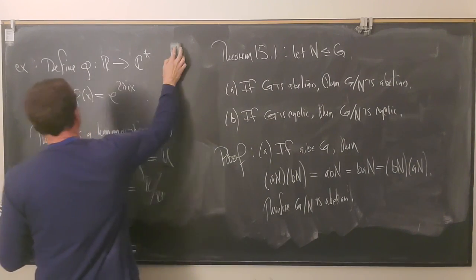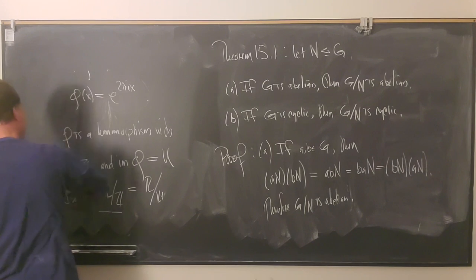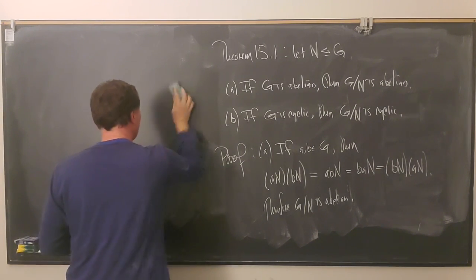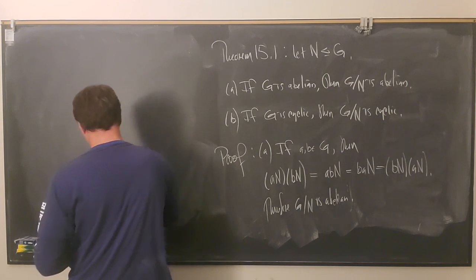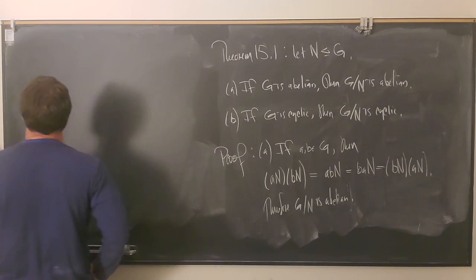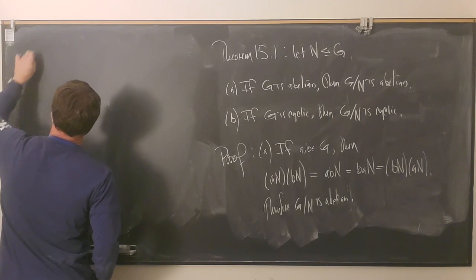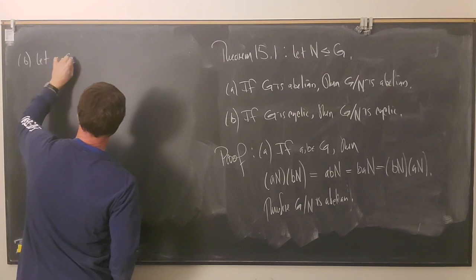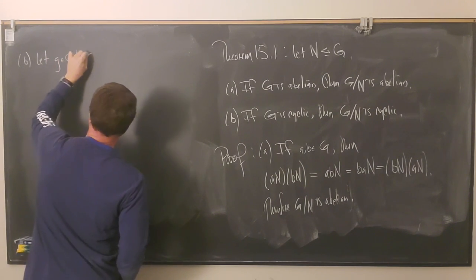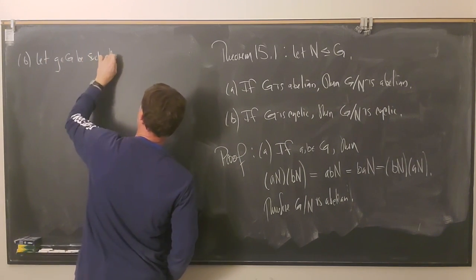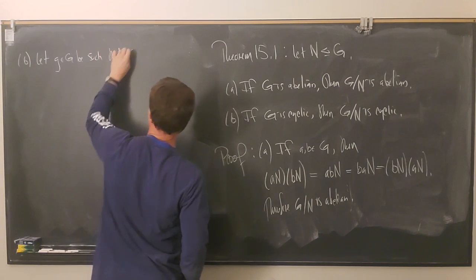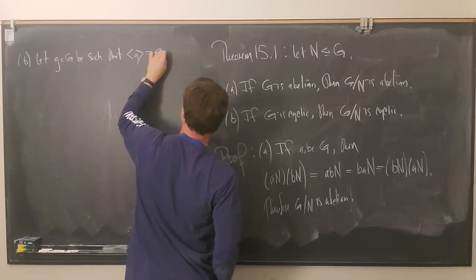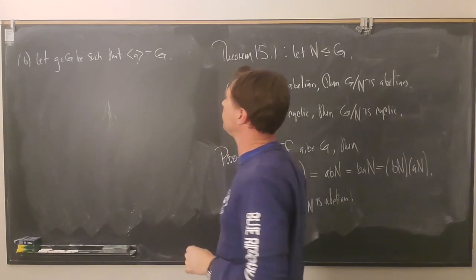For part B, now we want to assume that G is cyclic and we want to show that G mod N is cyclic, so we need to construct a generator for G mod N. So for part B, let little g in capital G be a generator, such that the subgroup generated by g is equal to capital G.